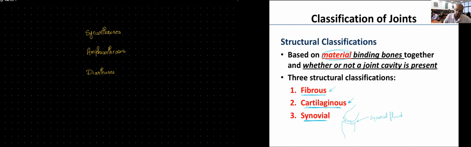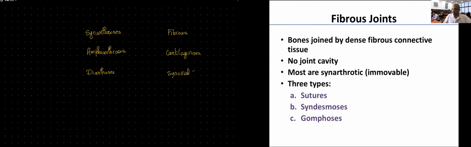According to the material binding the bones together, we classify those as either fibrous, cartilaginous, or synovial joints. All right, so let's start first with the fibrous joints.